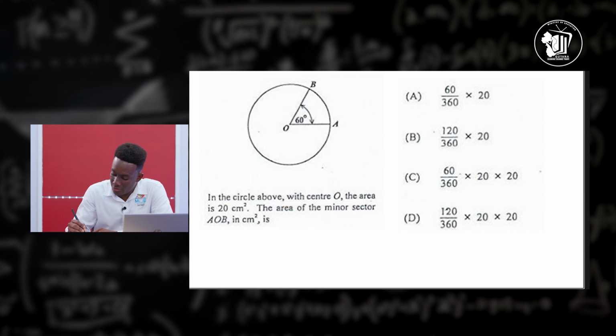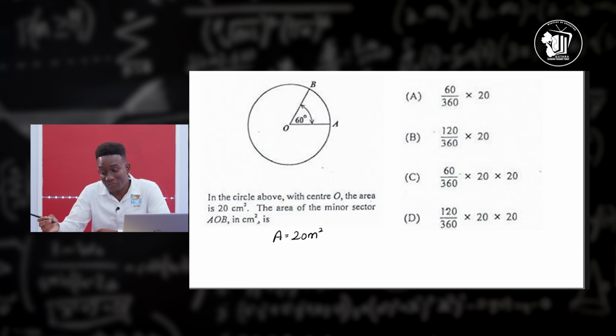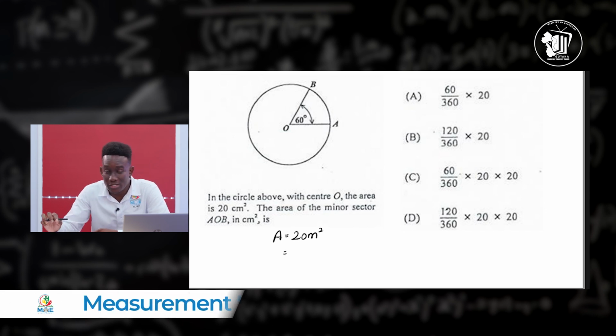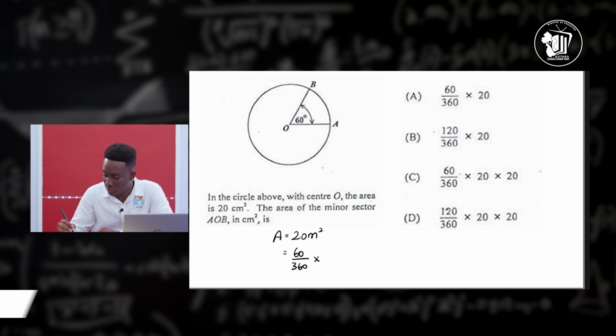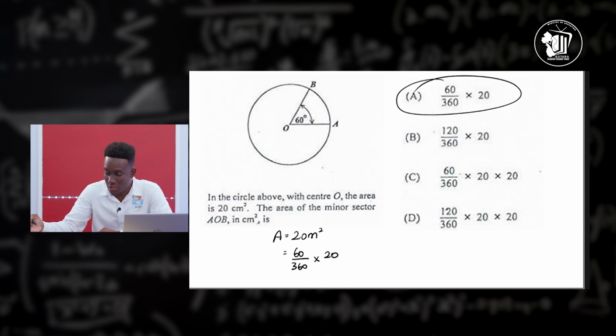So we know the area of the circle is equal to 20 cm squared. If you want to find the area of the sector, which is 60 degrees of the entire circle, the total number of degrees in a circle is 360. So this would be 60 over 360 multiplied by the area of the circle, which is 20. So the answer here would be simply 60 over 360 multiplied by 20.